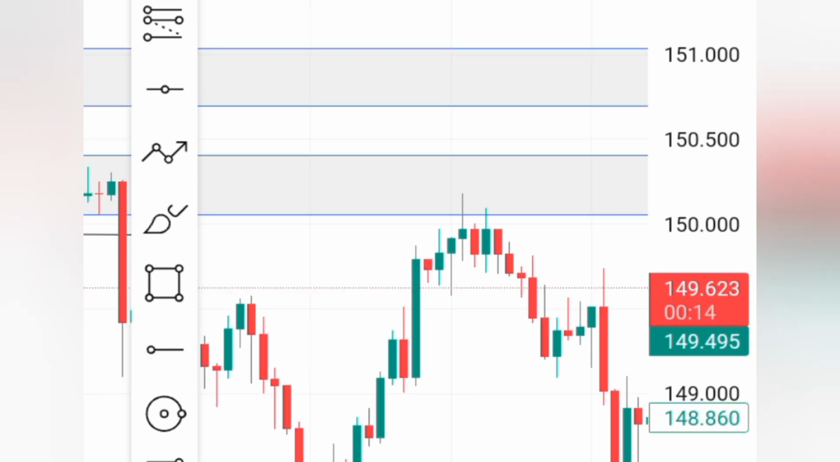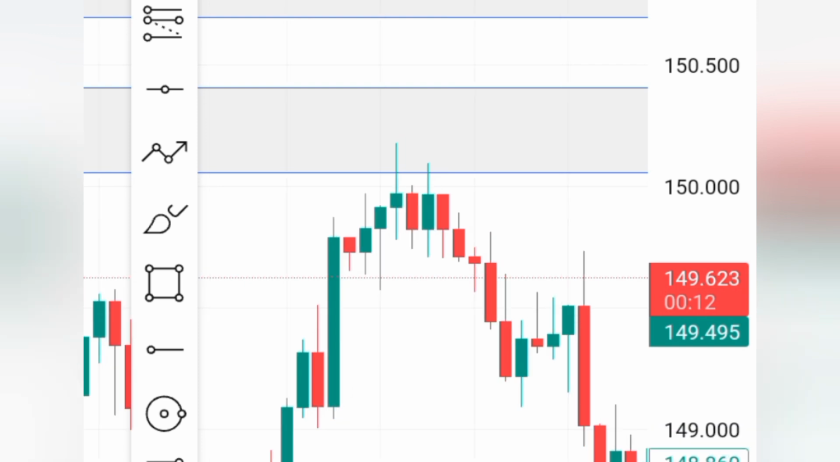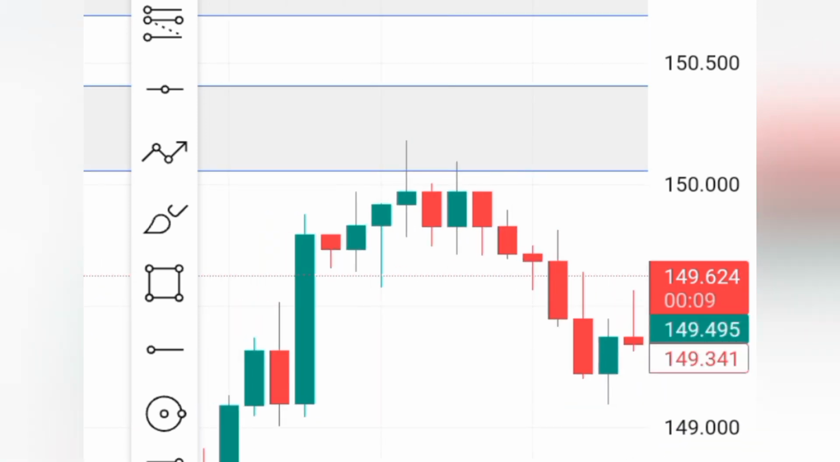Now you can see how the candles were forming right here. It first made some liquidity, right? It first generated some liquidity right here.